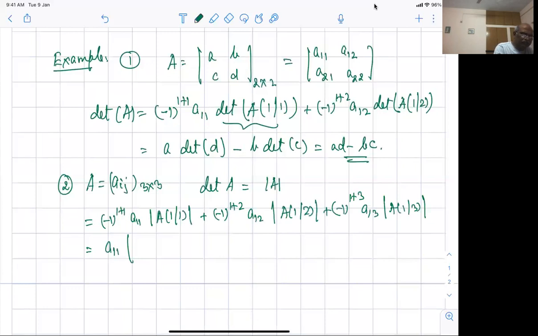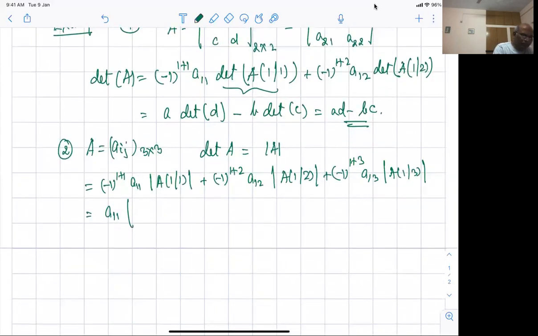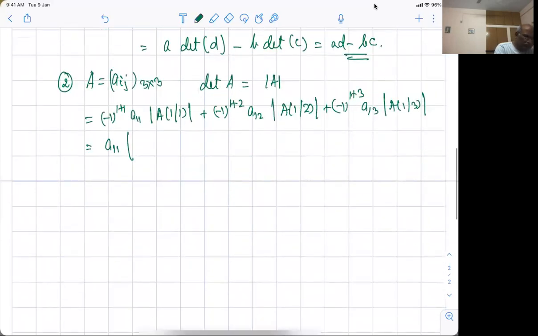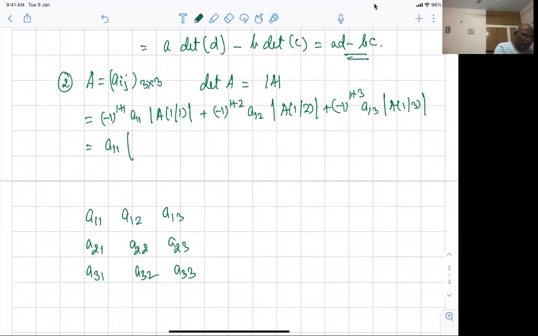So this is the same as A11. And if I use this induction argument, let me just write that one. So the 3 cross 3 matrix A11, A12, A13, A21, A22, A23, A31, A32, A33. I'm removing the first row and first column, so I'm removing this row and this column, and I'm left with this. The determinant of this part is A22 A33 minus A23 into A32.